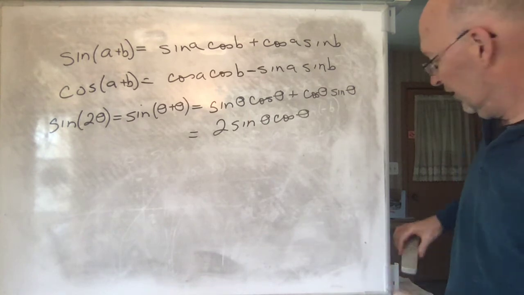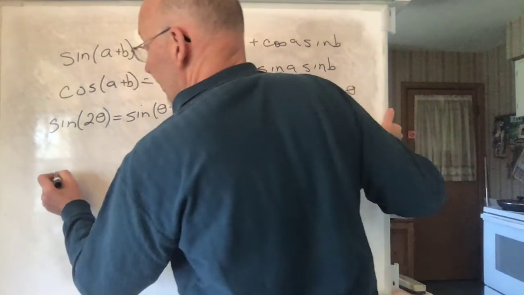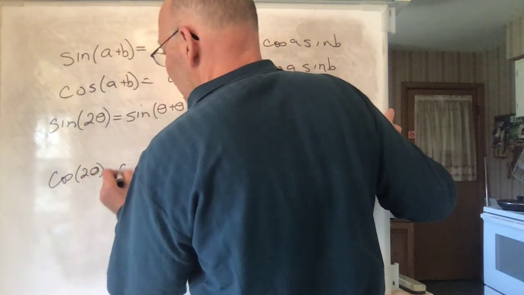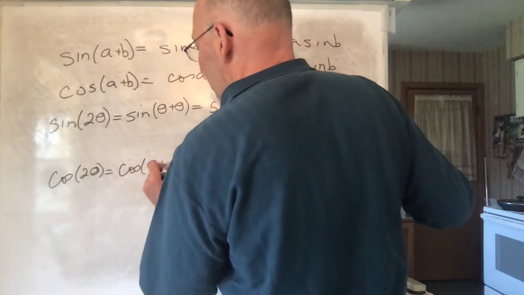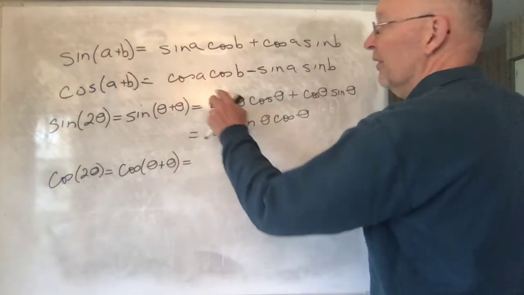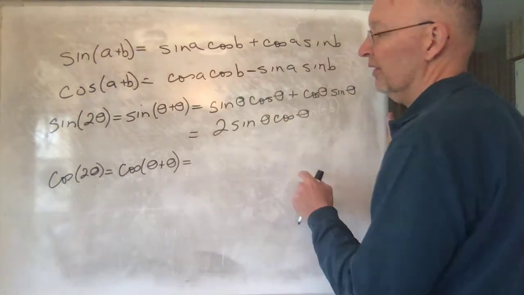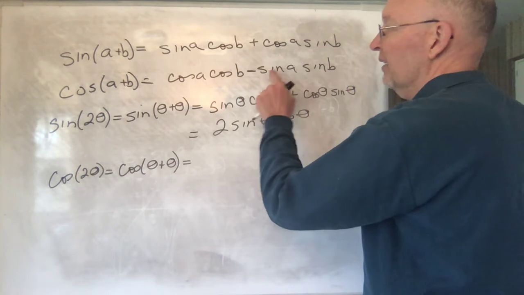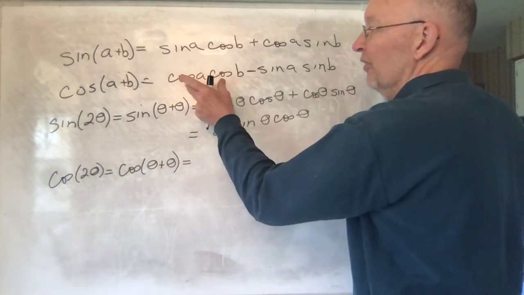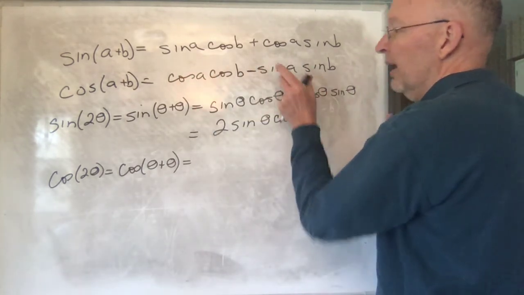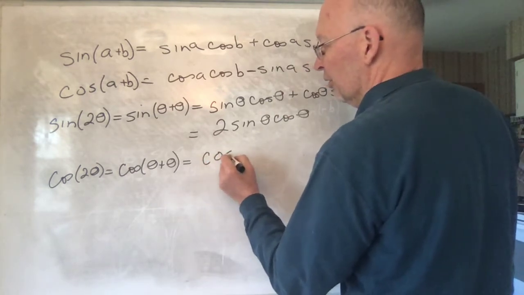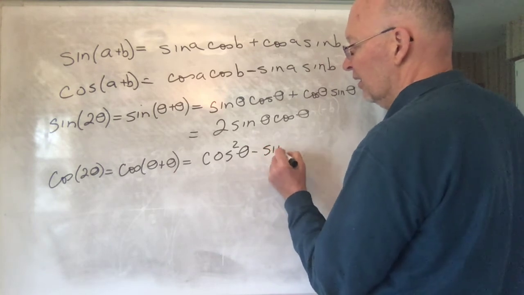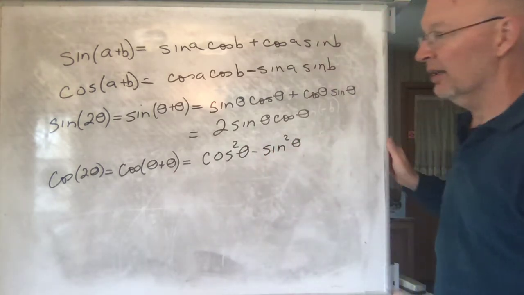And then let's do the same thing with cosine. Cosine of 2 theta is equal to cosine of theta plus theta. And if you put in theta here, let's save one step here. I'm going to get cosine theta cosine theta, minus sine theta sine theta. So this is going to be cosine squared theta minus sine squared theta. Notice I'm going to write it like that.